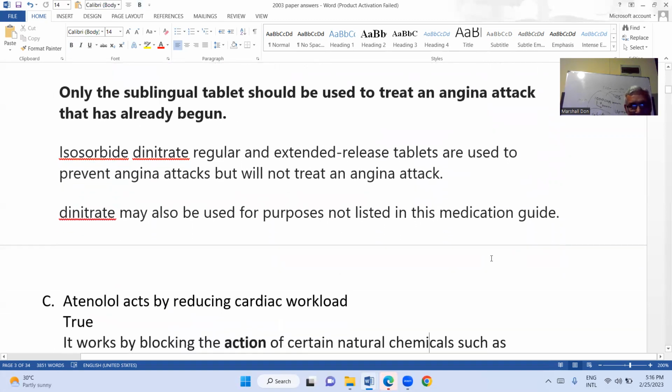Isosorbide dinitrate is used to prevent anginal attacks, not used in an emergency.